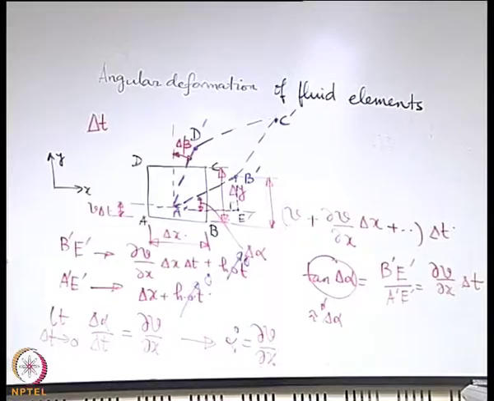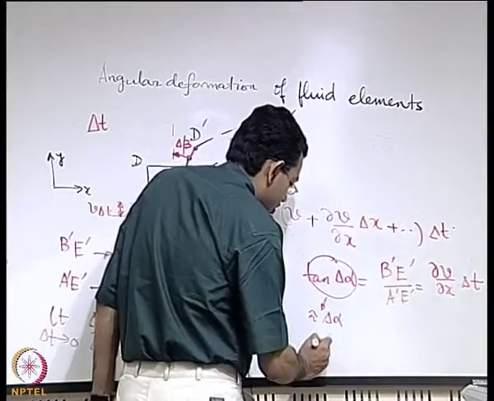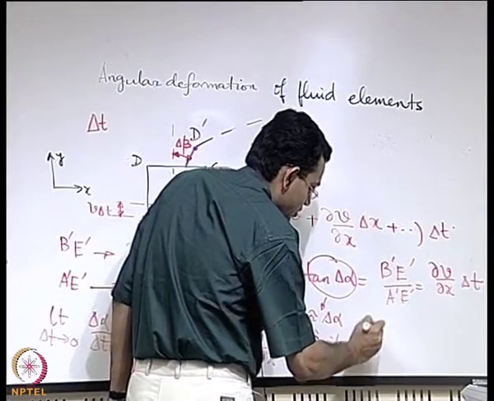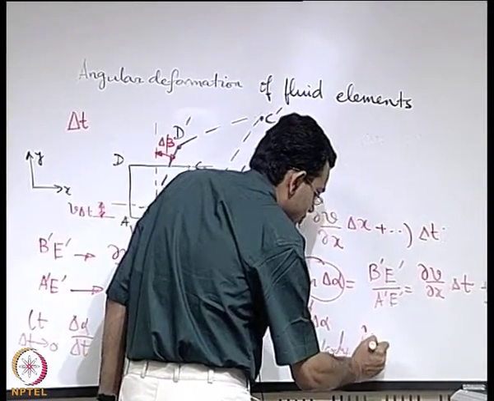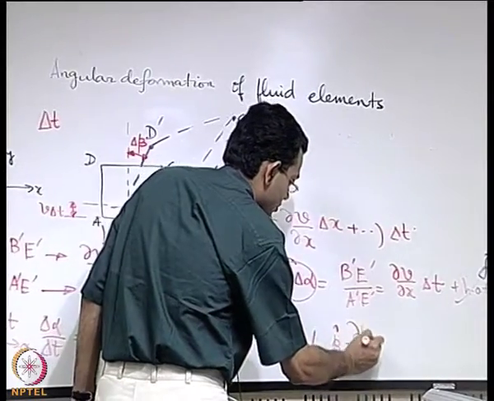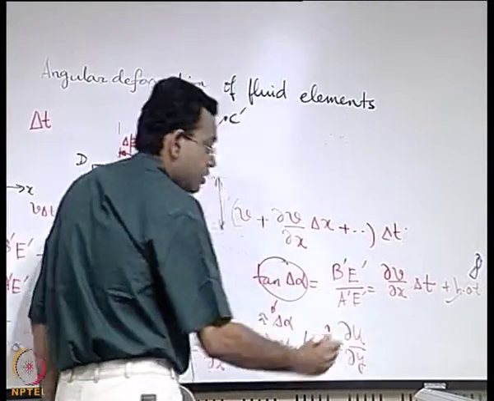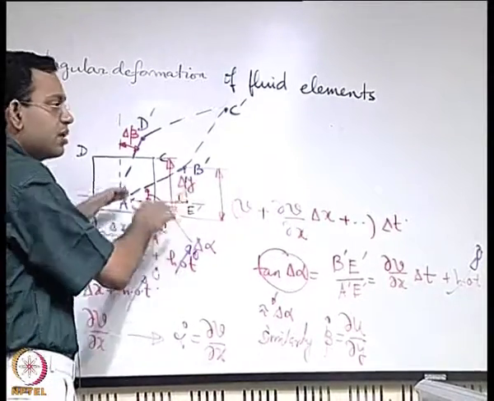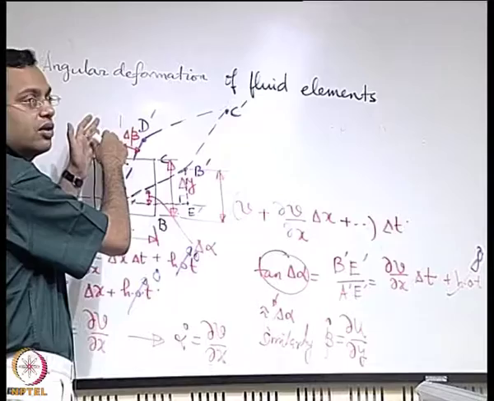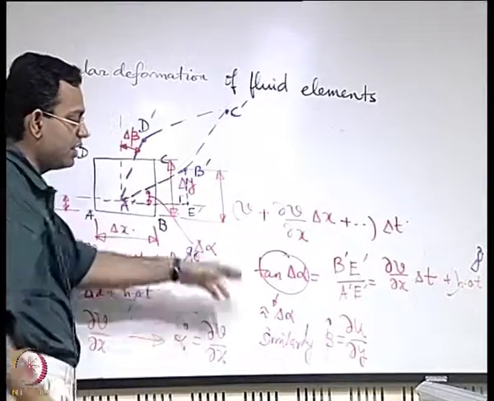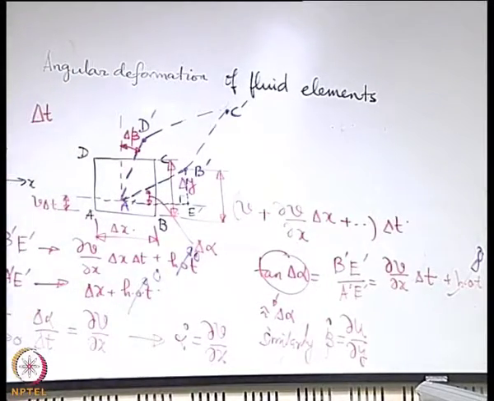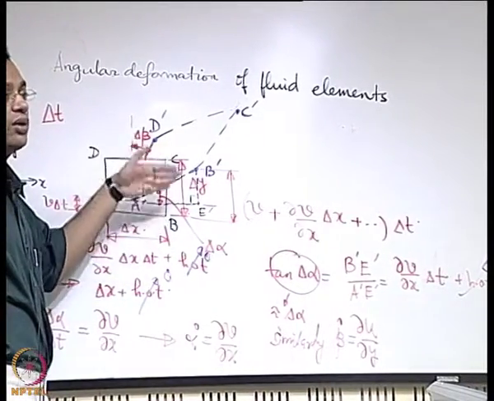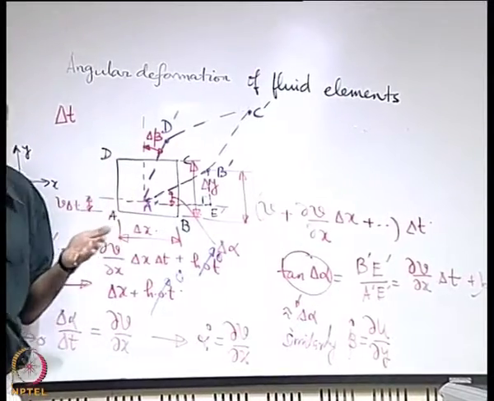Similarly, what will be beta dot? Just by the same consideration, it will be the partial derivative of u with respect to y. Whatever geometrical consideration you had on this side, if you have it on the other side, it will lead you to the same thing. So, we have got a quantification of the rate of change of these angles.